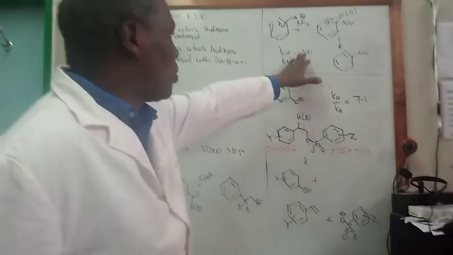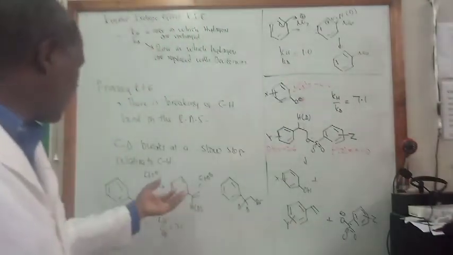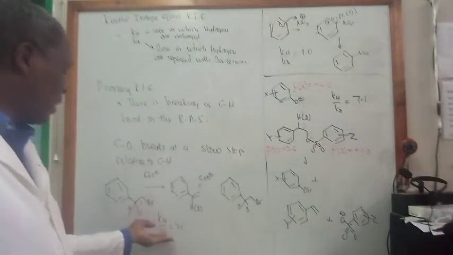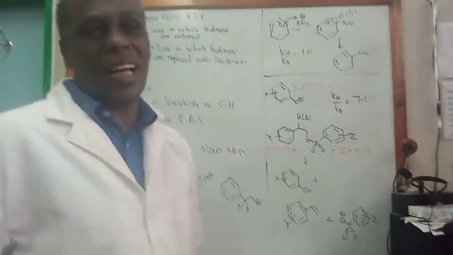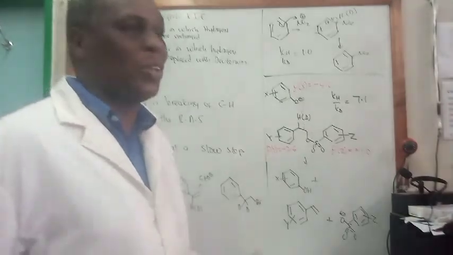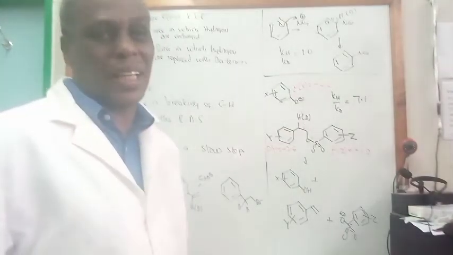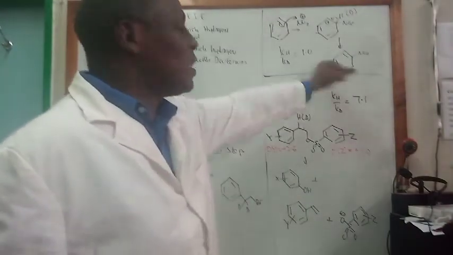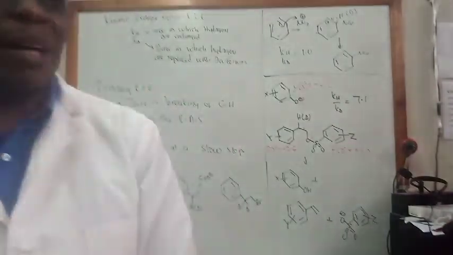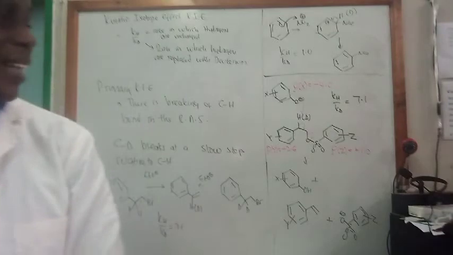If you're just given those figures, like in this case, you can be given KH to KD to be 7.1. In this other case, you are given 1.0. So you can be able to come up with the proper mechanism and just say, hey, this is the rate determining step. The rate determining step in this case does not involve the carbon hydrogen bond breakage. Are you clear on that?